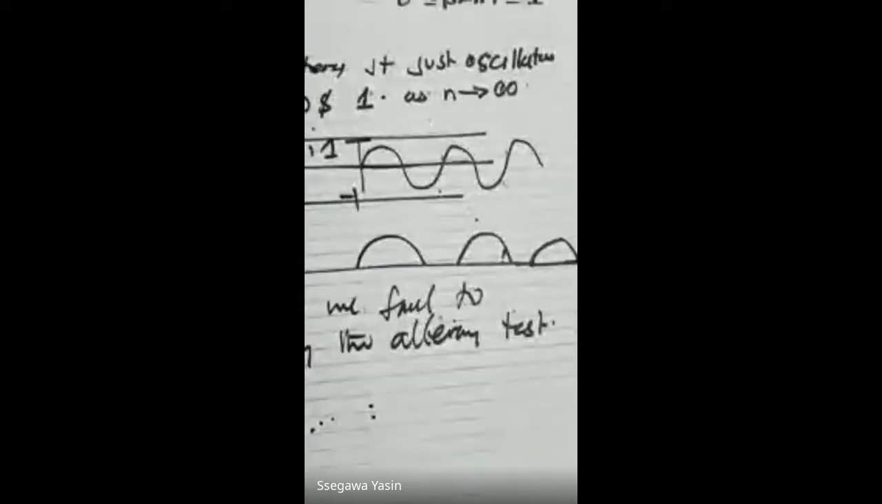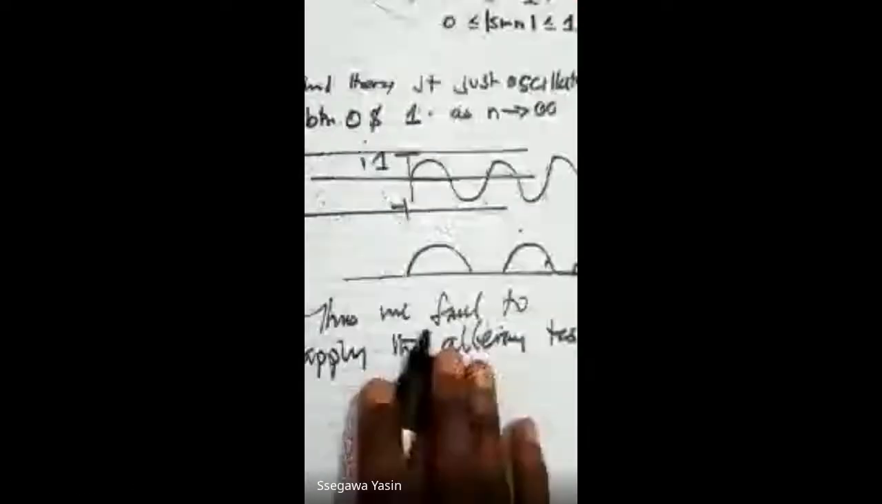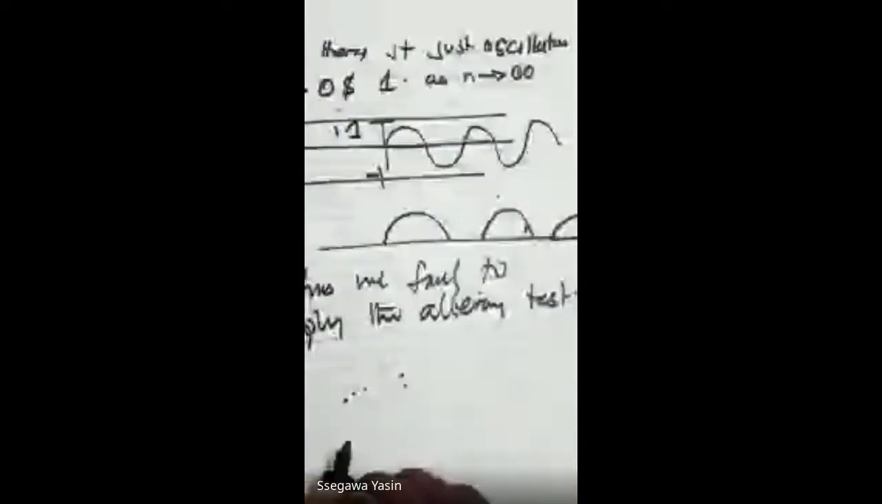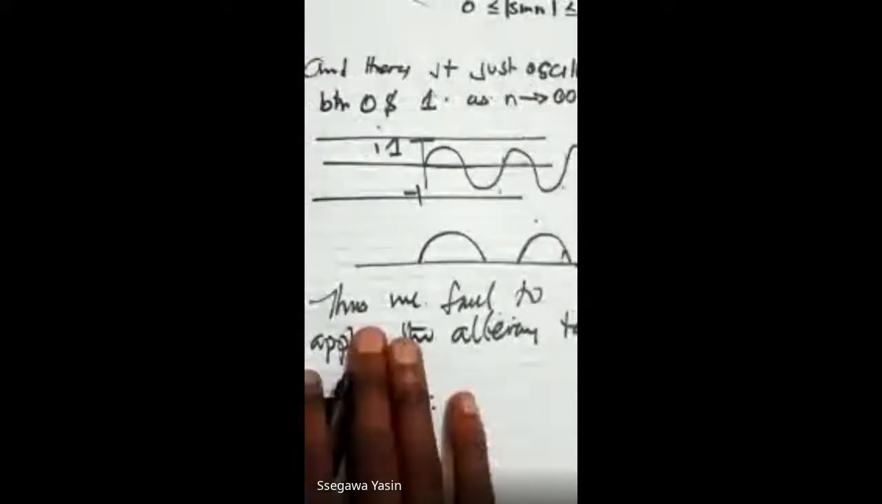Is there any question, please? Here, thus we fail to apply the alternating test. So that is the conclusion you can put there. Because you cannot, therefore you cannot continue. Thus, we cannot apply the alternating test. Yes, please.